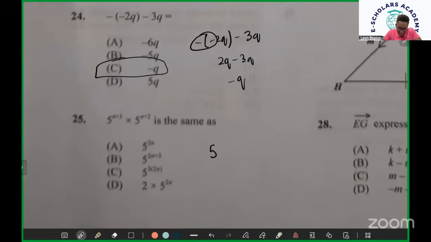Let me write this back. 5 to the n plus 1 times 5 to the n plus 2. We did this one in the orals. So we put back the base, 5, and then we add the powers, n plus 1 plus n plus 2. So this would be 5 raised to the 2n, and 1 and 2 would be plus 3. So this answer is B.